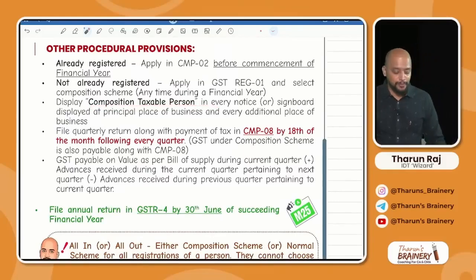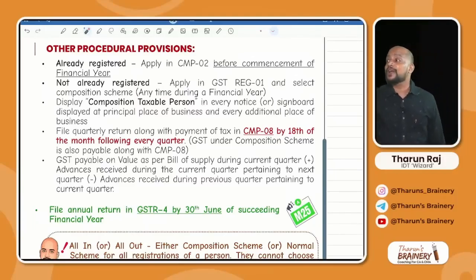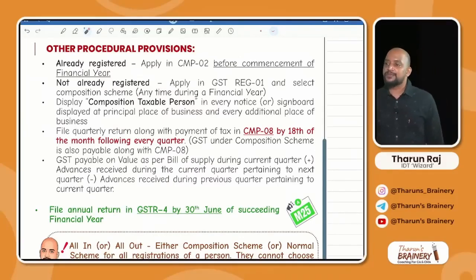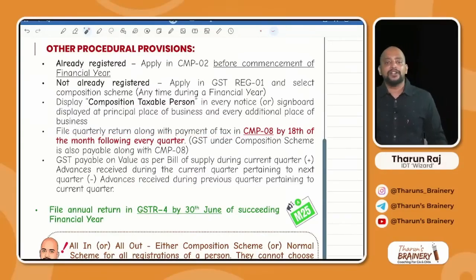Then next, display composition taxable person. Where should I display it? In every signboard, notice board or bill that I give, I need to mention that I am under the composition scheme, so that you should be aware that I should not be charging GST to you. Otherwise, you don't know that I am under the composition scheme, and you will think that okay, he is a registered person, he is charging GST. So due to that reason, I need to display that I am under the composition scheme, and file a quarterly return along with payment of taxes.